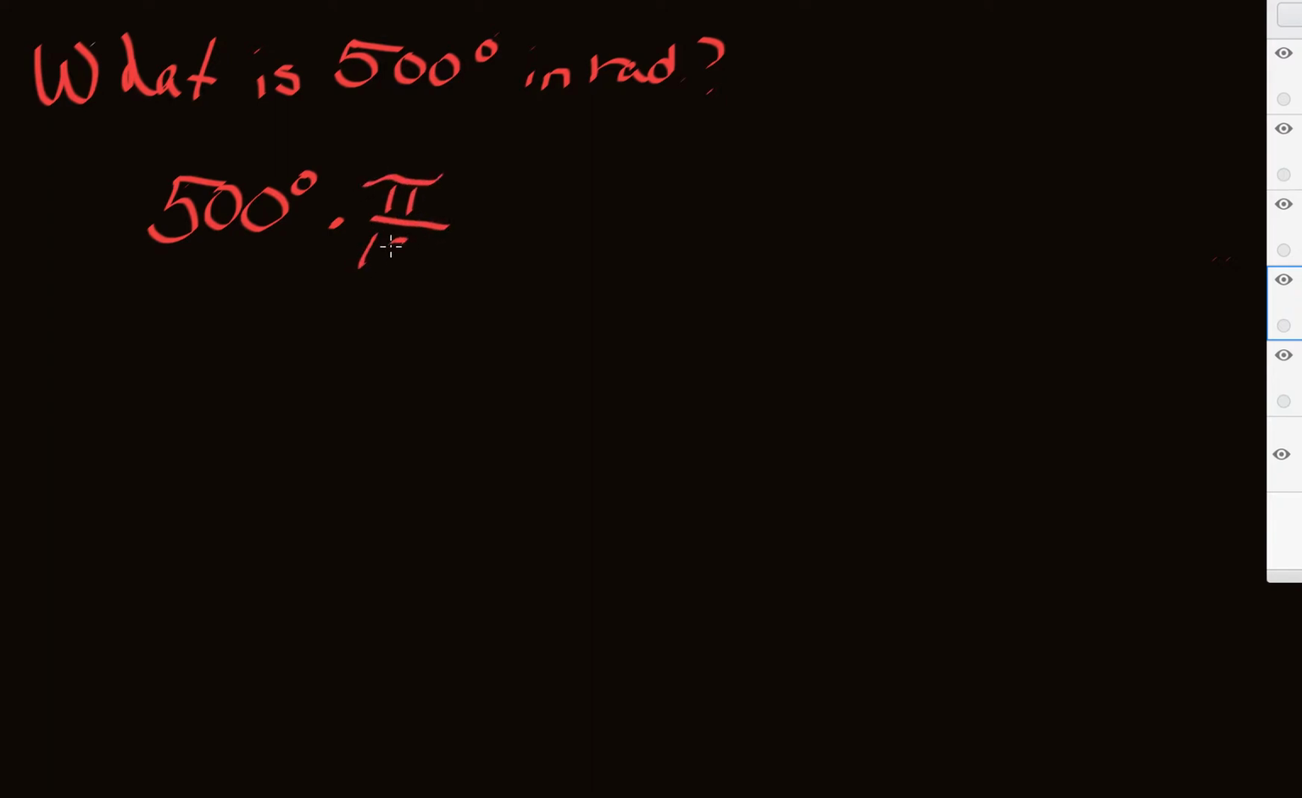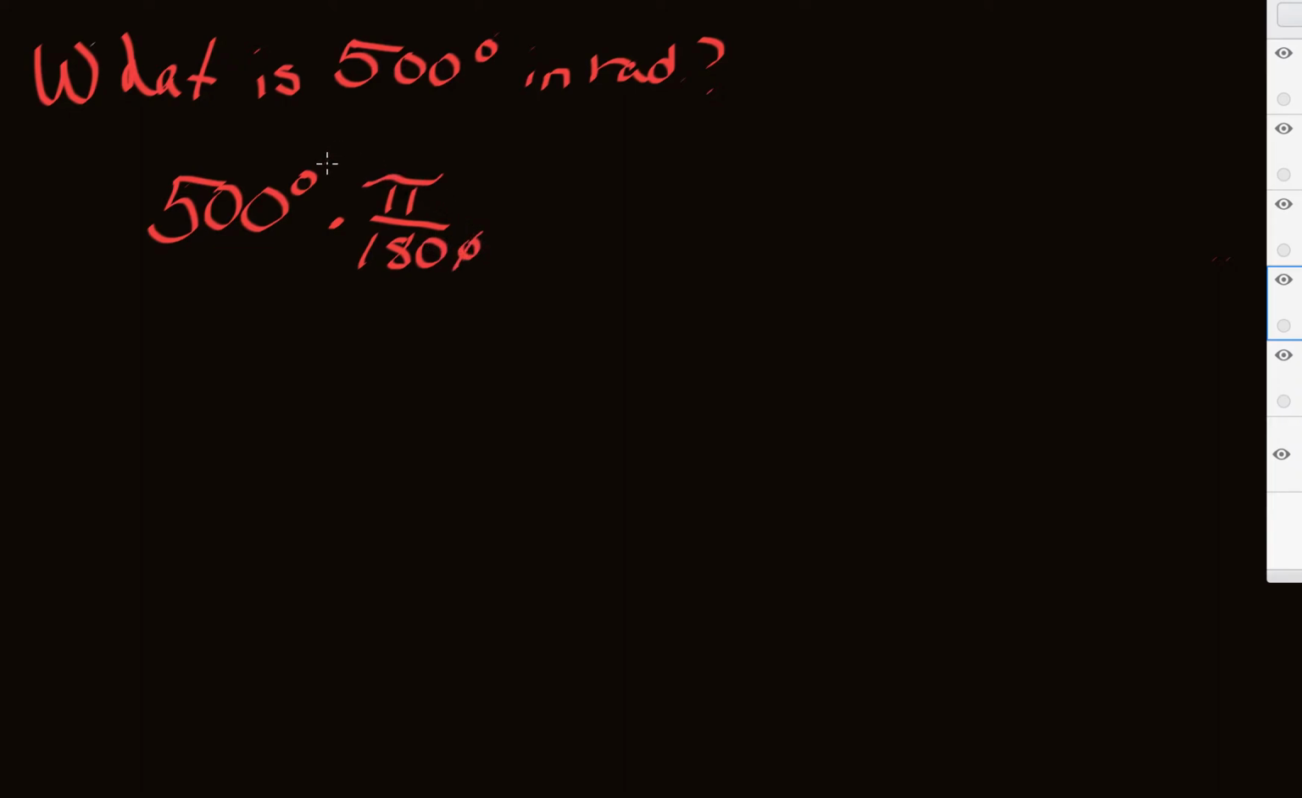convert that into radians, okay? And all I want you to do is take, okay, what is 500 degrees in radians? And all you're going to do is take your 500 degrees and multiply by, you guys remember? Hopefully you remember that you're multiplying by pi over 180.